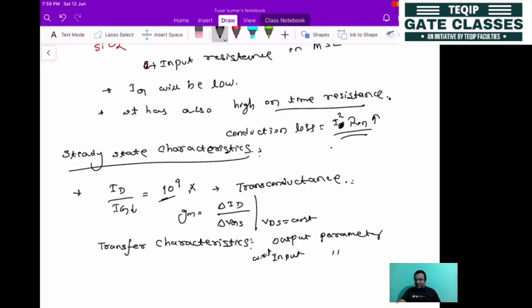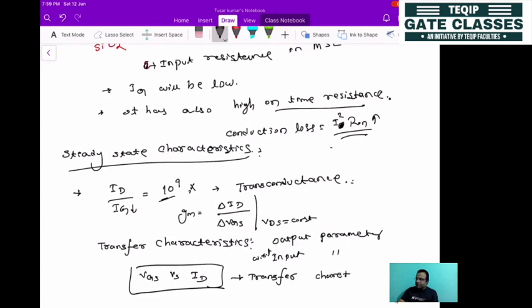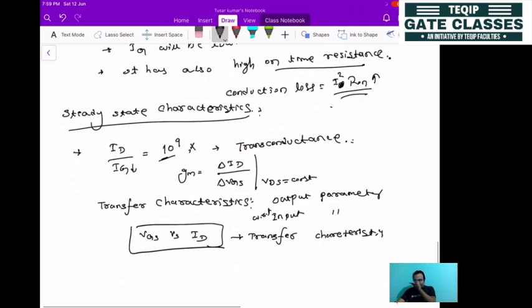Now, for all the devices, the input is the gate to source voltage. What is the output parameter? That is the drain current. So VGS versus ID is the transfer characteristics. We will see, whether it is N channel or P channel, what the variation of VGS versus ID is, and that will be the transfer characteristics.